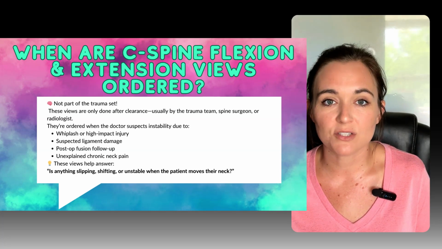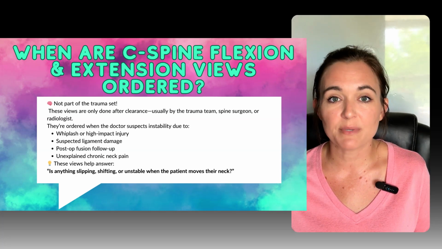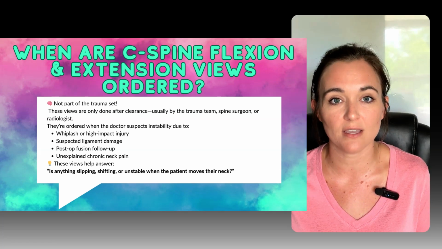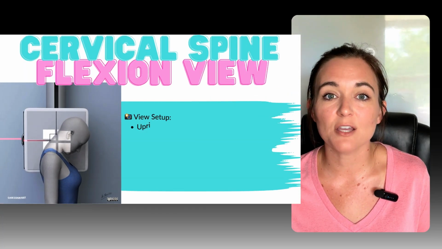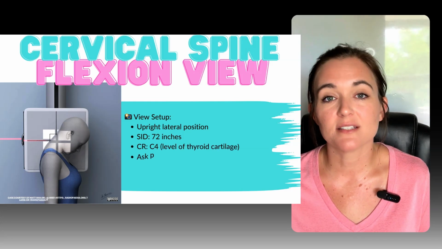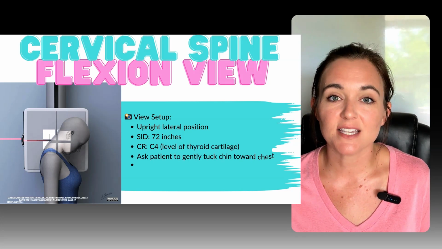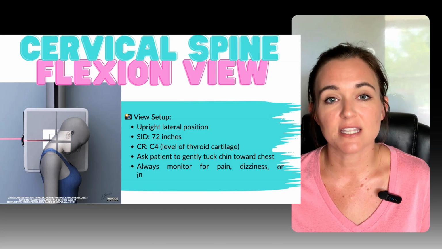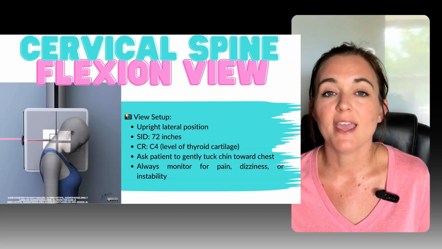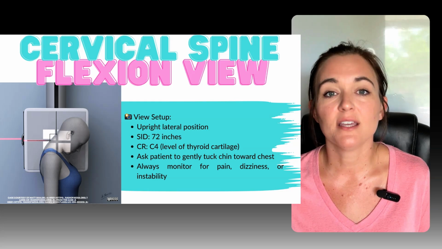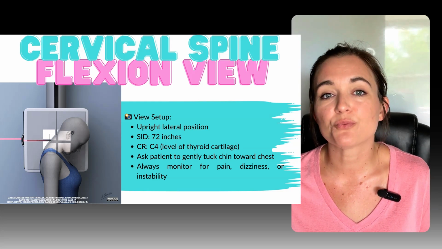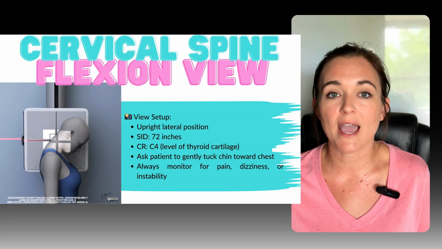These views help answer the question, is anything slipping, shifting, or not staying where it should when the patient moves their neck? Flexion view. The setup is similar to a regular lateral C-spine. The patient is upright, side to the image receptor. SID is 72 inches. Standard for laterals because we're trying to reduce magnification and see all 7 vertebrae clearly. The central ray is centered at C4, which is right around the thyroid cartilage or Adam's apple.